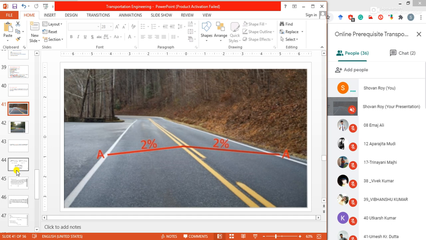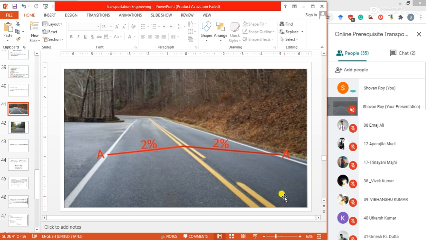Formation of cross darts due to rapid flow of water. Cross darts, that is, water can make channels on the road surface. If you provide very steep camber, various small channels can be created on the road surface.